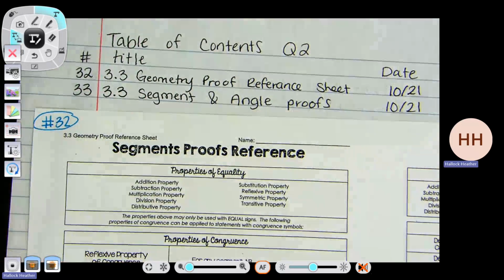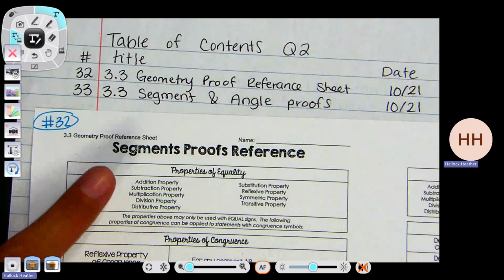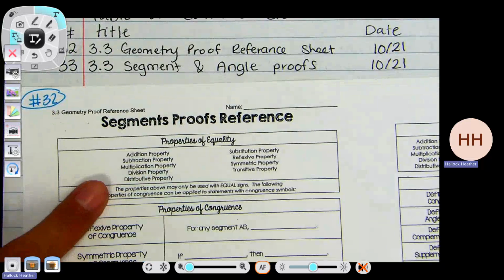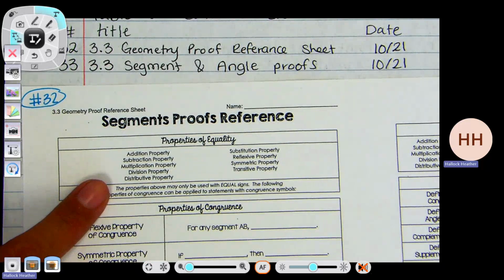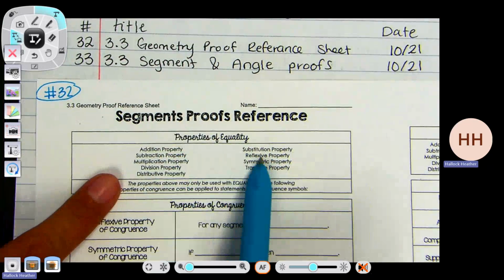Some of you are going to be really good at this and some of you are going to literally have no idea what's happening. So the first time we did proofs, we did properties of equalities. This is where I gave you a math problem and it's like, I subtract from both sides and then I divide both sides. And it was very fun and it was very easy and it made sense. So that's the properties of equalities.